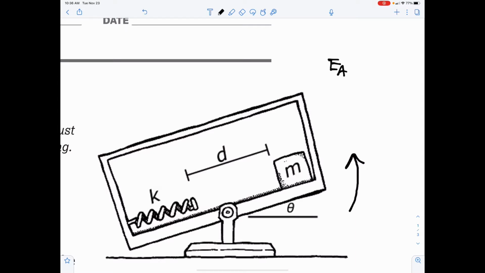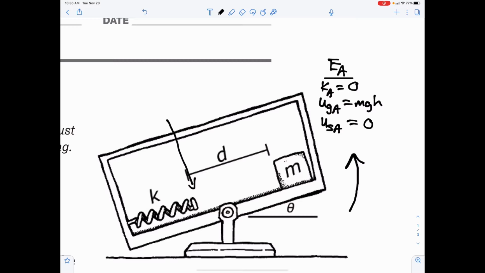So the energy at position A: there's no kinetic energy at position A because it starts from rest. There is gravitational potential energy, so we'll write mgh, the equation for it. Since the spring has not been compressed yet, the spring potential energy is 0.